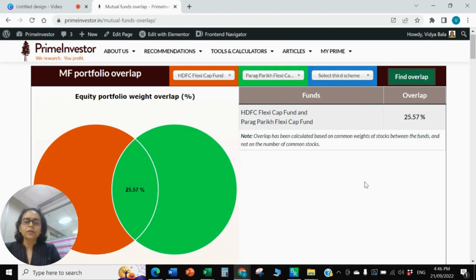So look at this. I have taken HDFC Flexi Cap and Parag Parikh Flexi Cap from the same category. Now look at the overlap. It's just 25%, right? So just 1/4 of the portfolio was overlapping. This is because Parag Parikh Flexi Cap has a small portion in international stocks, and it also focuses on some mid and small cap stocks that HDFC may not.